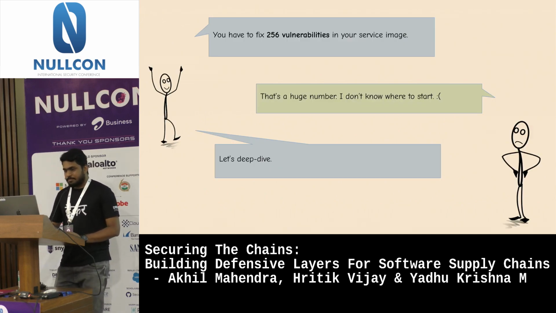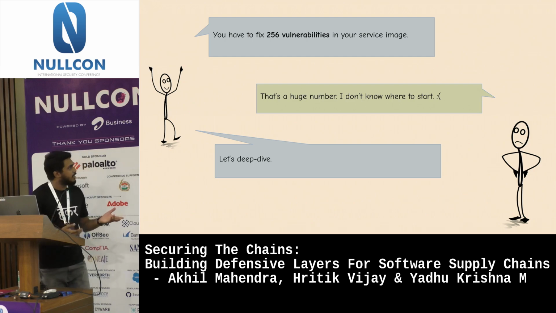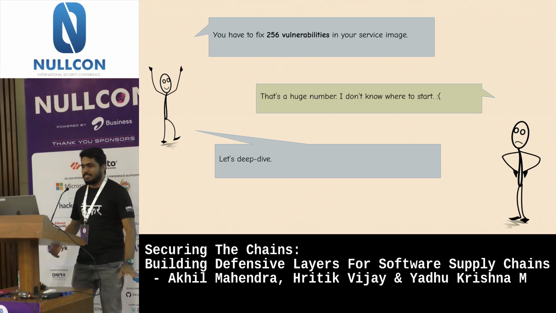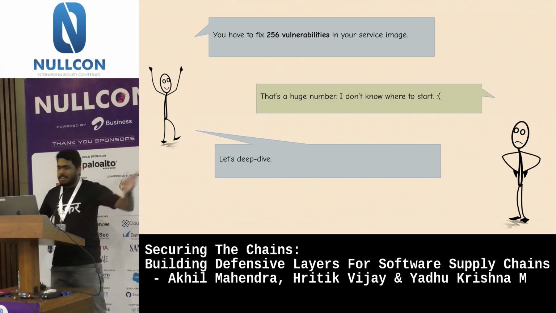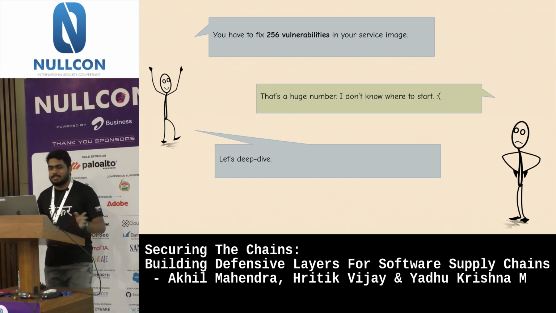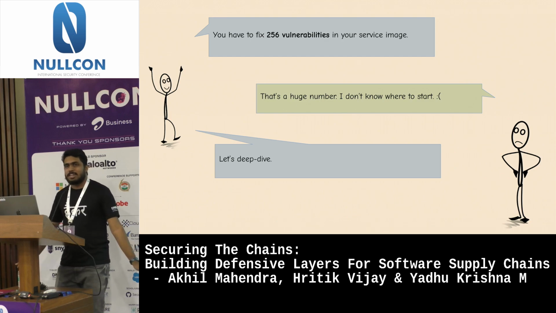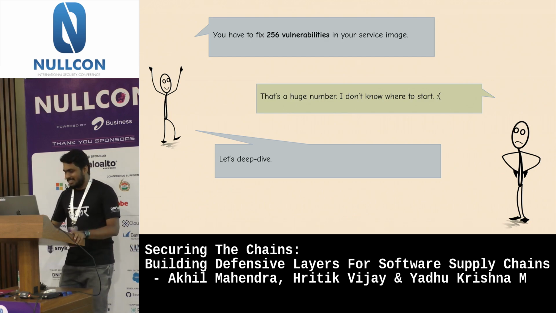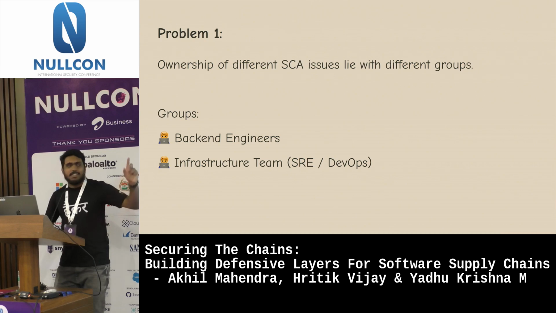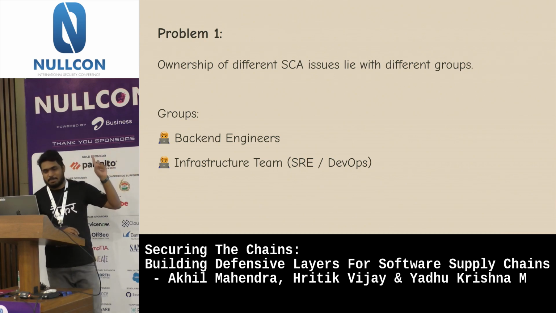Cool. So now we have the list of vulnerabilities and we are going to the dev, right? So you have to fix 256 vulnerabilities in your service image. Now the developer would obviously be confused. Where should I start? So that is when we found the first problem.